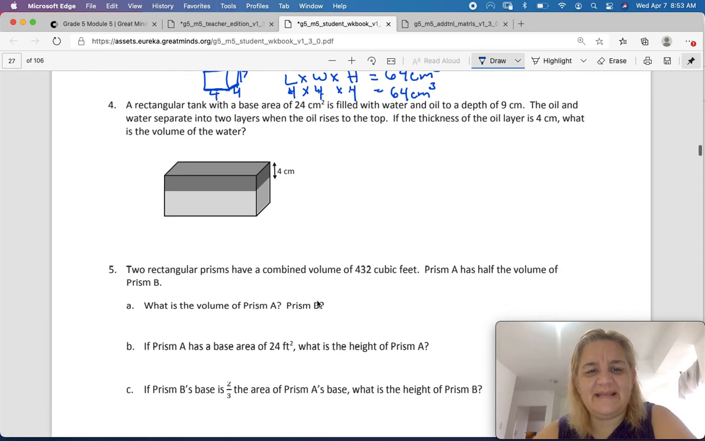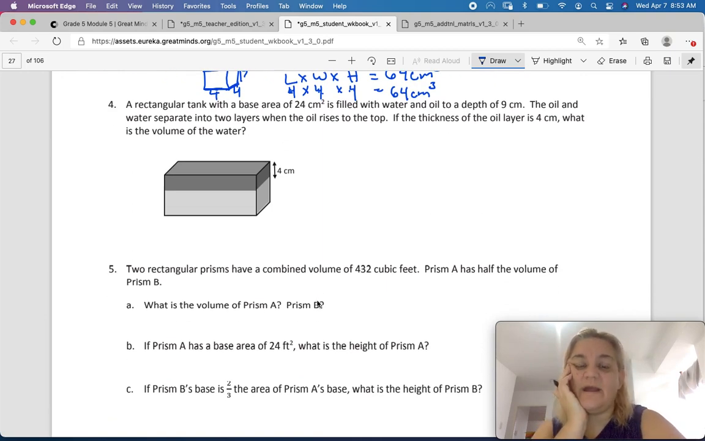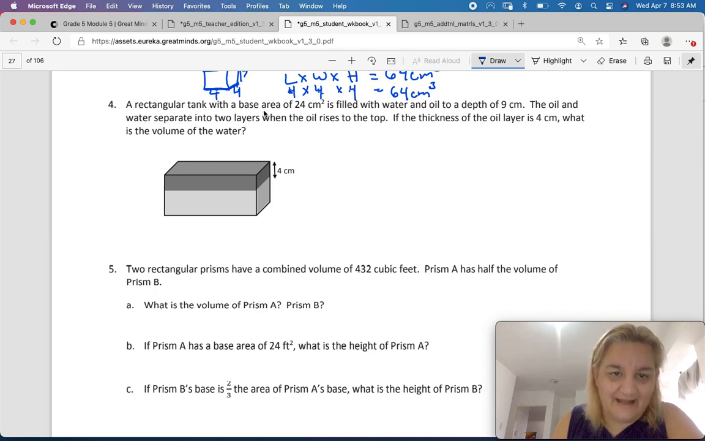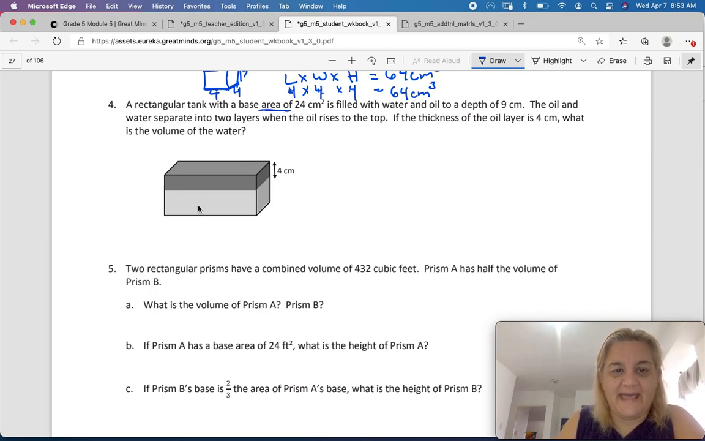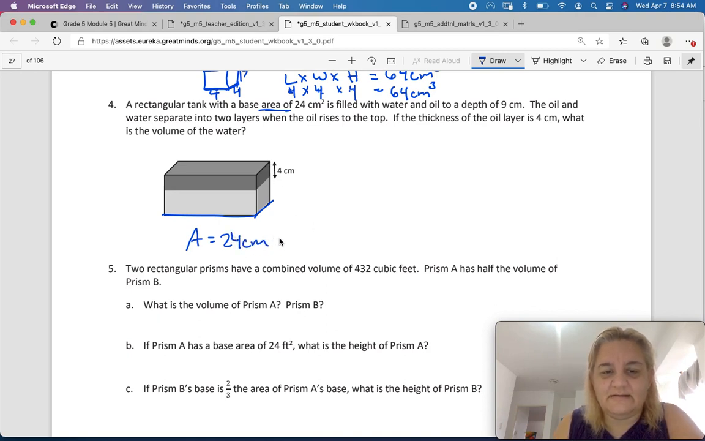A rectangular tank with a base area of 24 centimeters squared. See the squared because it's area. Okay, so the base from here to here, the area equals 24 centimeters. And then we have our height, okay, is filled with water and oil to a depth of 9 centimeters. Okay. The oil and water separate into 2 layers when the oil rises to the top. Okay, so the oil went up. If the thickness of the oil layer is 4 centimeters, what is the volume of the water?